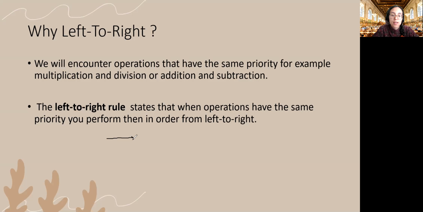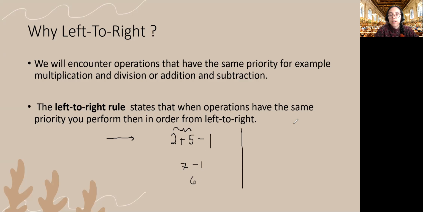So we read this way. So if I have something like 2 plus 5 minus 1, then we have addition here, but we also have subtraction. They have the same priority. So what we're going to do is we're going to work our way this way, towards that direction. So we're going to add this first. So 2 plus 5 is going to give us 7. Then we're going to bring down our 1 with us, and then we can do our subtraction. So this would give us 6.